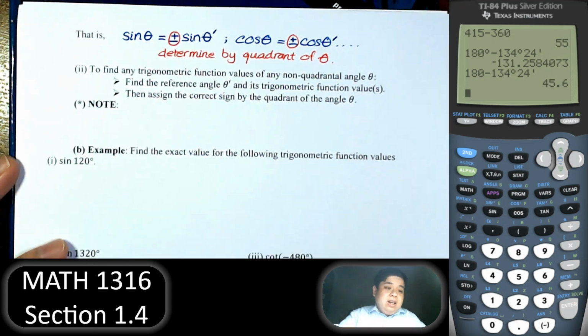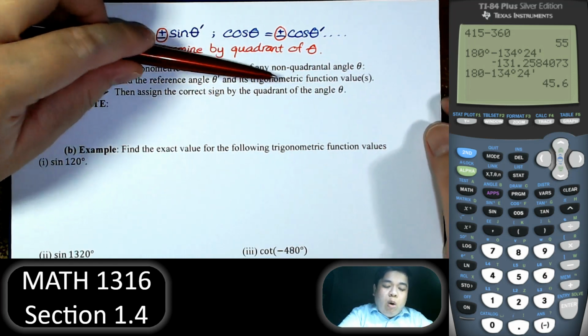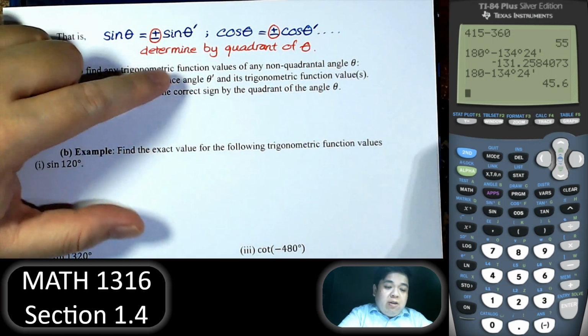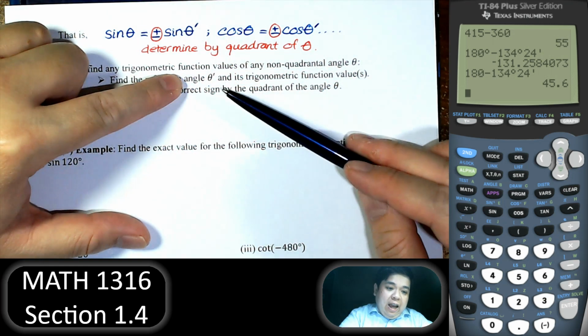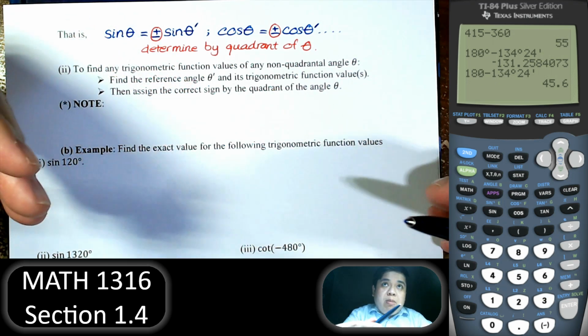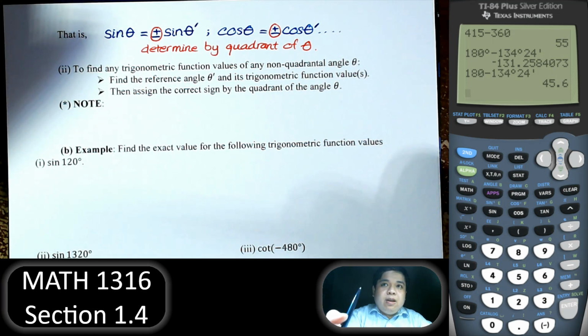With that, it will be extremely helpful. To find any trigonometric function value of any non-quadrantal angle theta, we need to do two things. First, find the reference angle and the trigonometric function value. And after that, we determine if it is positive or negative, depending on the quadrant.